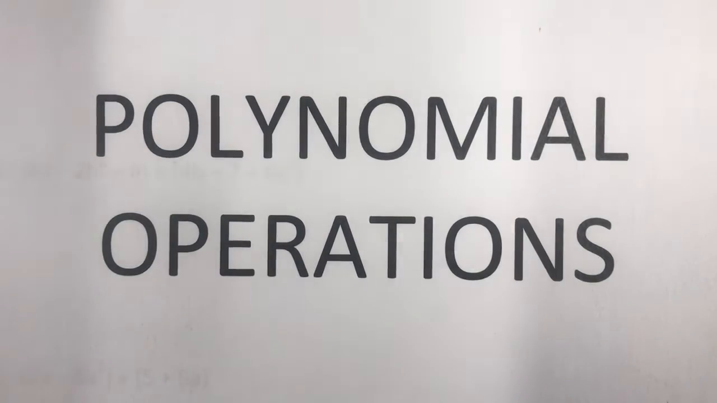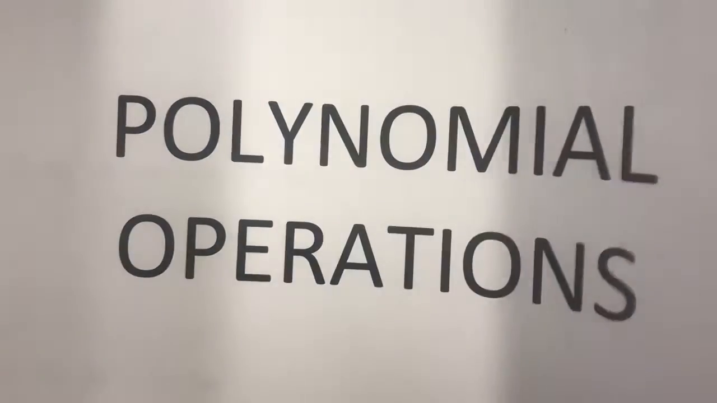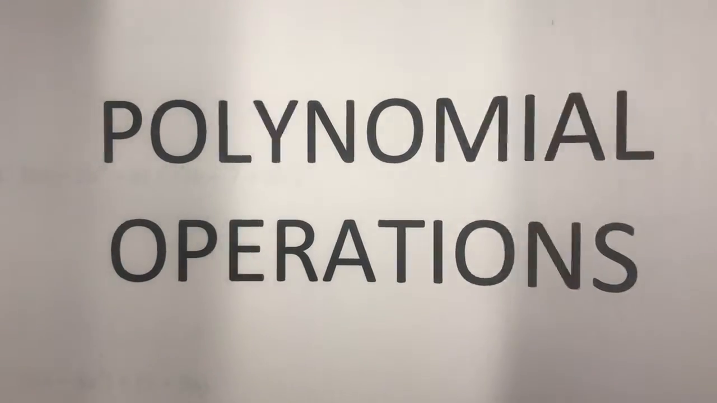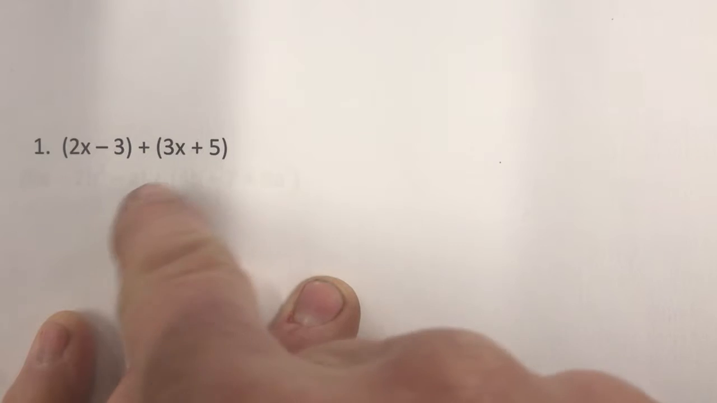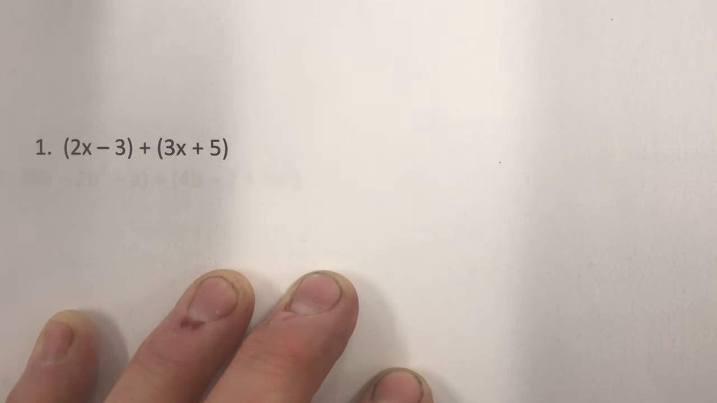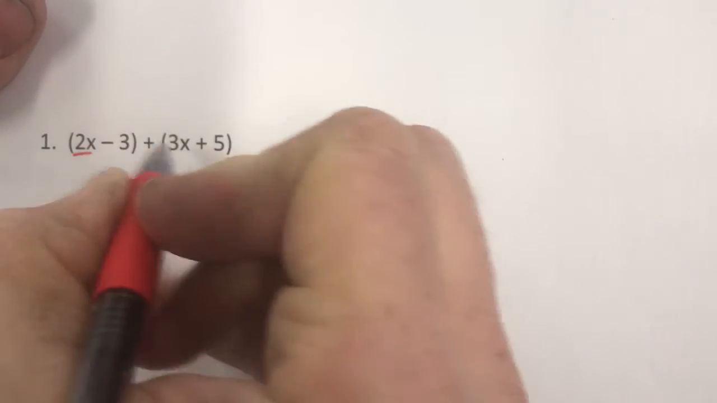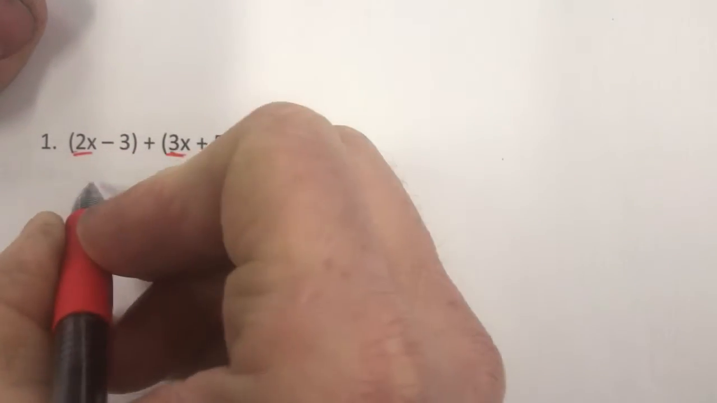All right, we're looking at polynomial operations today. First thing we want to look at right here, number one, we're adding. Here's two polynomials and we're adding these together. Okay, so you just add your like terms. So these are like terms right here. 2x plus 3x would be 5x.